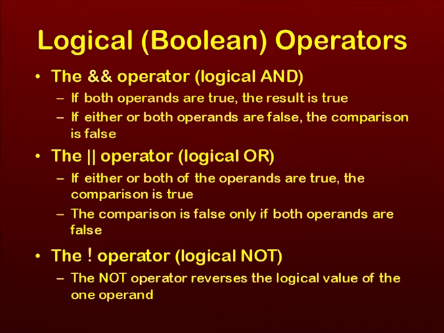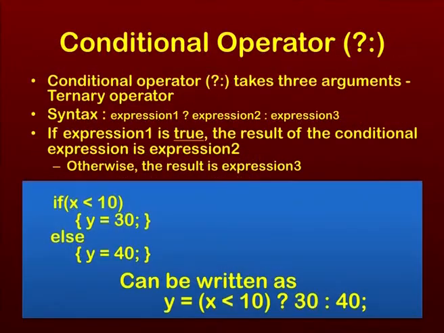Then there is the conditional operator which uses the question mark and colon sign. It is a ternary operator. Ternary means there are 3 operands in this particular statement when this operator is used. When we write A and B, there are 2 operands A and B and we are ANDing them. Similarly, here we have the ternary operator which uses 3 expressions.